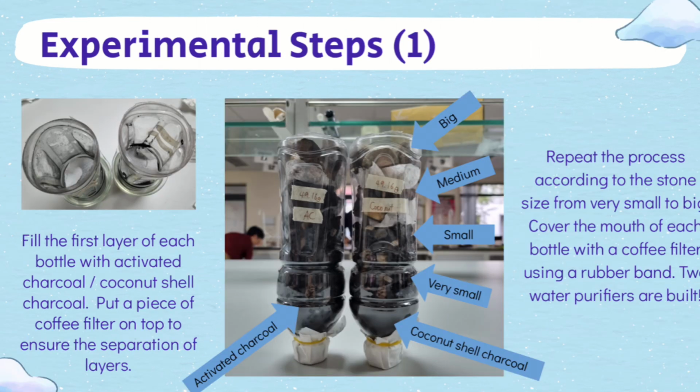Firstly, fill the first layer of each bottle with activated charcoal and coconut shell charcoal. Put a piece of coffee filter on top to ensure the separation of layers. Repeat the process according to the stone size from very small to big. Cover the mouth of each bottle with a coffee filter using a rubber band. Then 2 water purifiers are built.